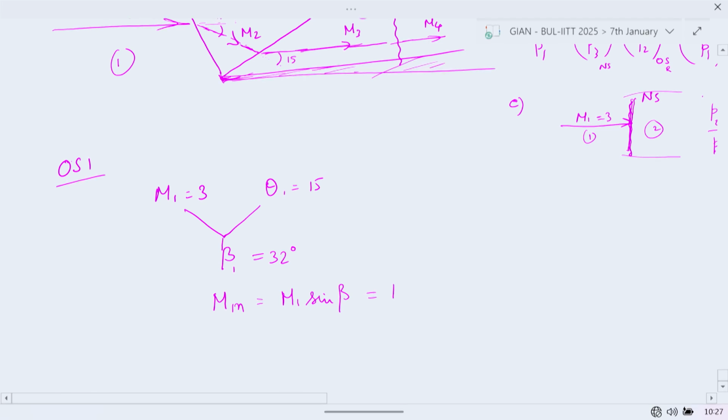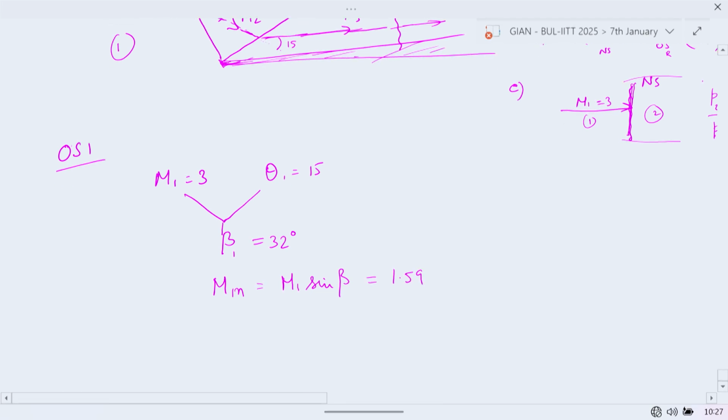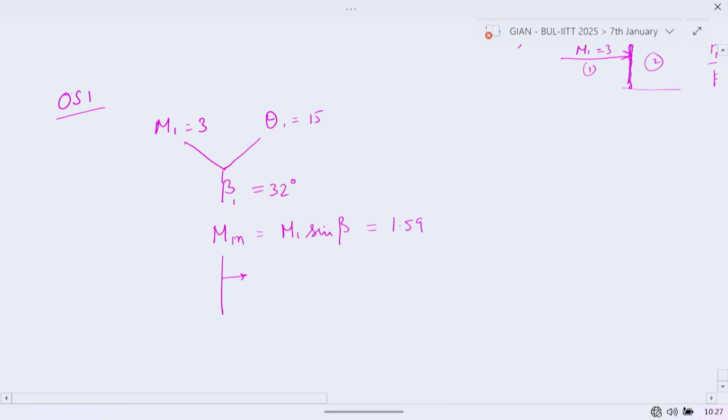1.59. For this M1n 1.59, what is PT2 by PT1? 0.8986. Also, you can find out what's the value for P2 by P1. 2.783.